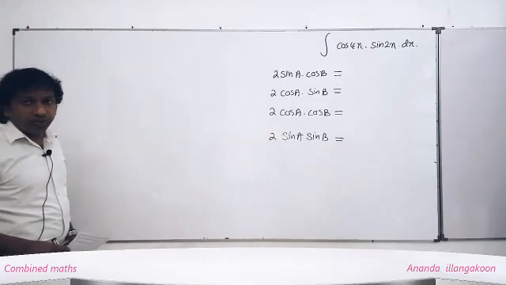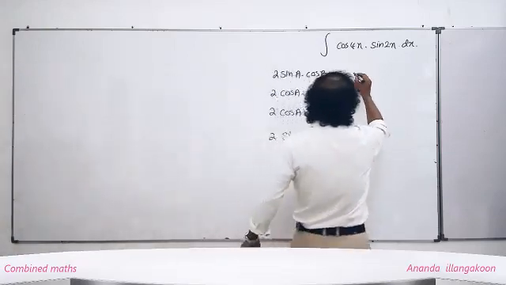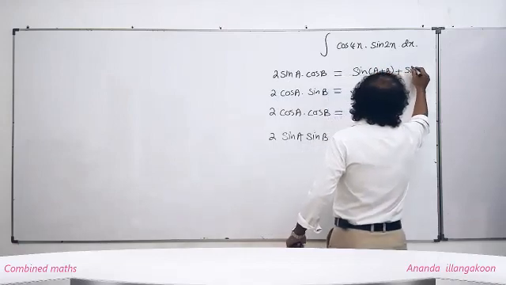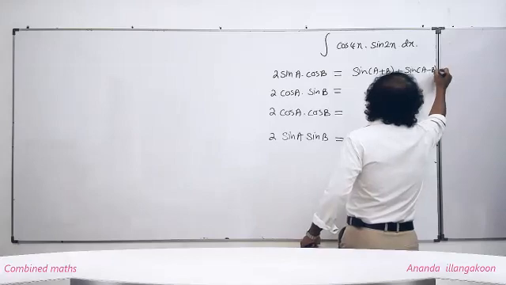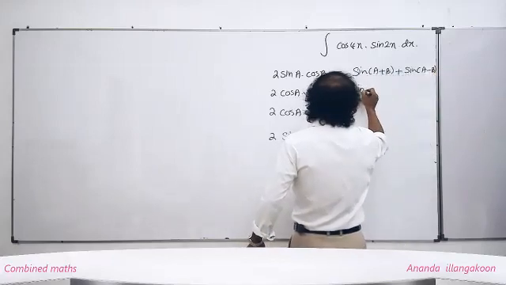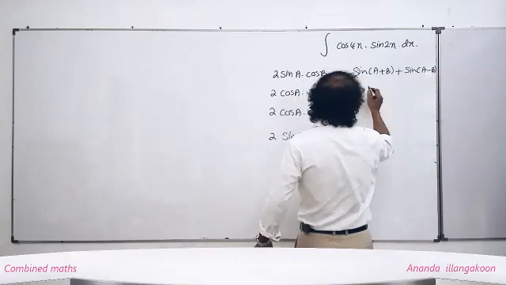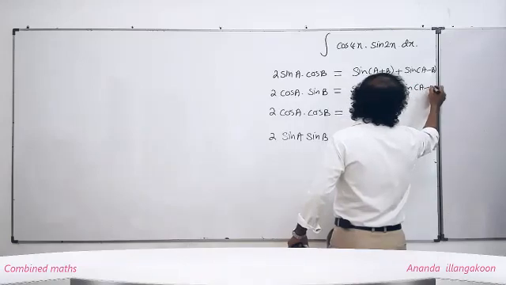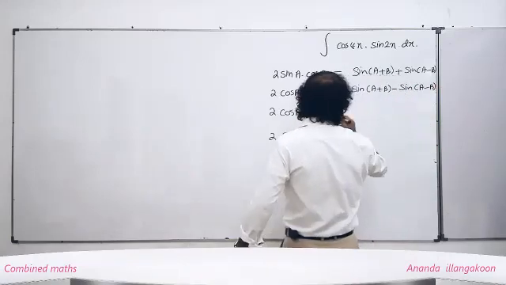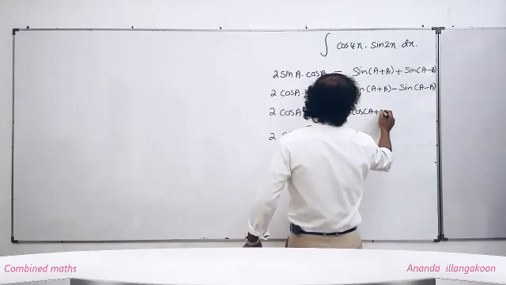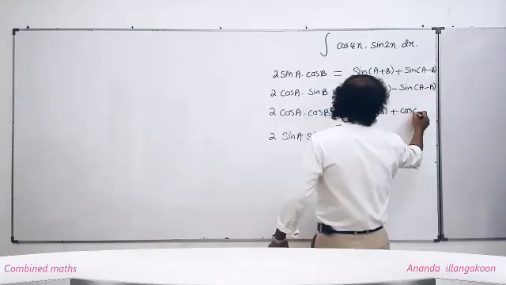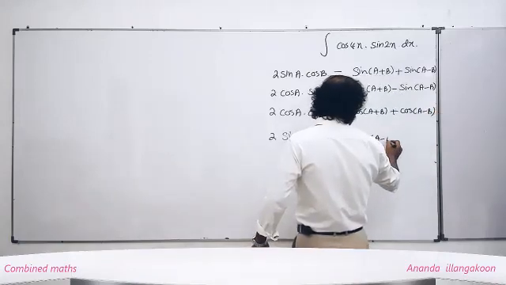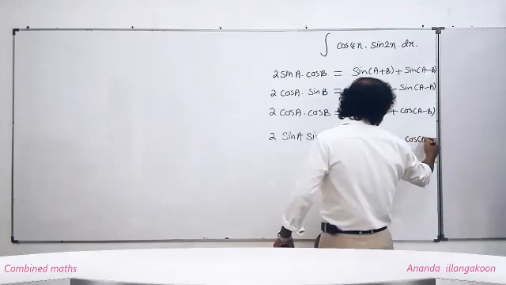2 sin A cos B, what is the formula? Sin A plus B plus sin A minus B. This one, when the cos comes at the beginning, sin A plus B minus sin A minus B. This one, cos A plus B plus cos A minus B. And this one, cos A minus B minus cos A plus B.